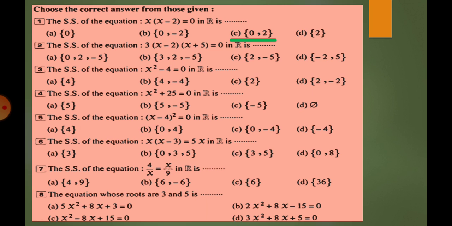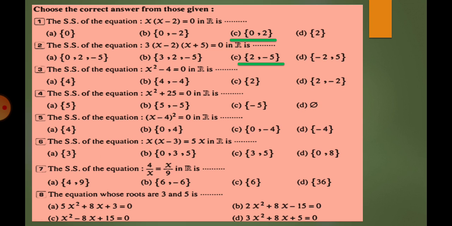Number 2, the solution set of the equation 3 times (x minus 2) times (x plus 5) equals 0. Here 3 is a constant, so 3 can't equal 0. We can write x minus 2 equals 0 and x plus 5 equals 0. So the solution set is 2 and negative 5.